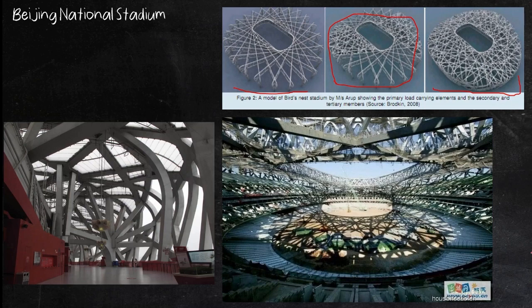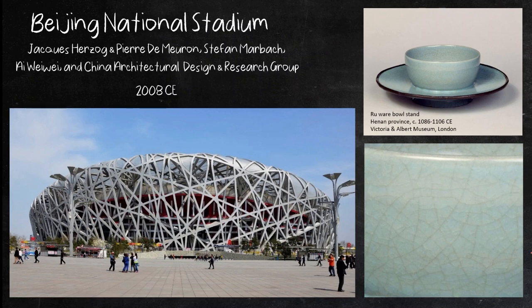The idea was to resemble Chinese Ru ware pottery, which was extremely popular and very precious, but only produced during a very narrow period of time. It was valued very much by the emperor at that time. And it has this characteristic crackling to its glaze. And so while the shape of the stadium suggests a bird's nest, this traditional Chinese pottery pattern was originally the sort of concept behind the exterior's appearance.